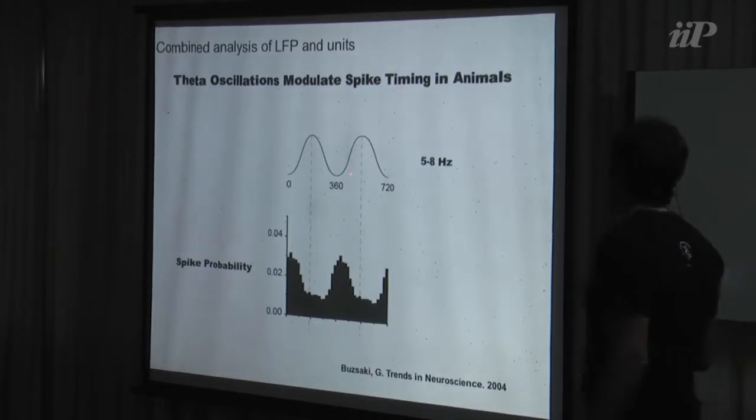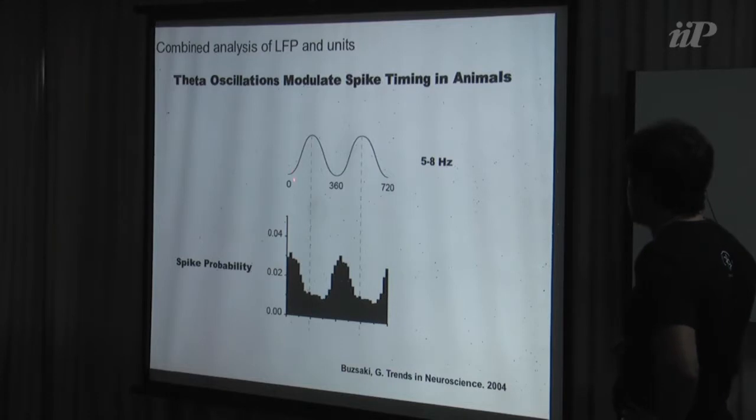Then we can play around with the waves and how the units behave. This can be a theta wave in the hippocampus, just a sine wave. But if you look at the probability of your neuron emitting a spike, you're going to see that there are higher chances that your neuron is firing depending on the phase of the theta, whether it's at the trough, at the peak, or in the rising or descending phase.